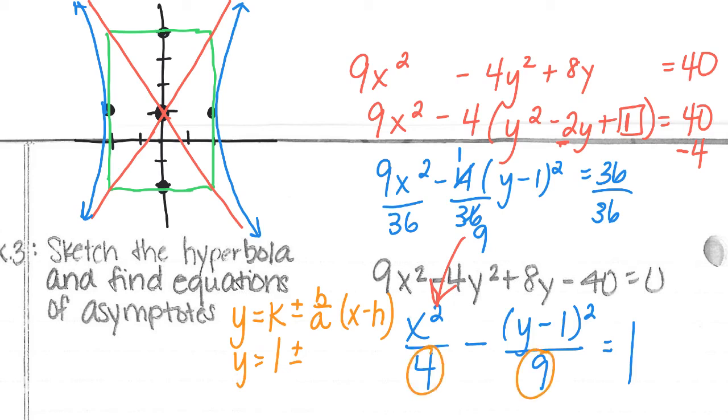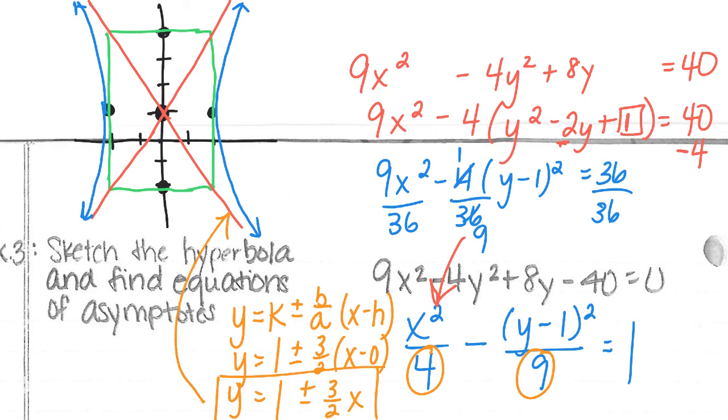b over a, 3/2 times x, well, there was no x, minus 0. So it looks like the graph of these are 1 plus or minus 3/2 x. And those are my asymptotes for this. So these lines are those red ones, right there and right there.